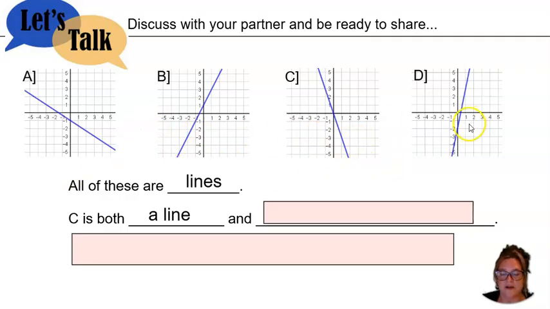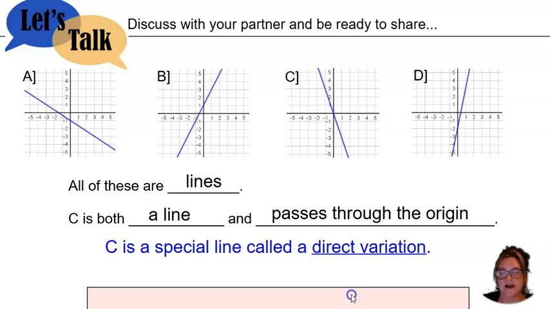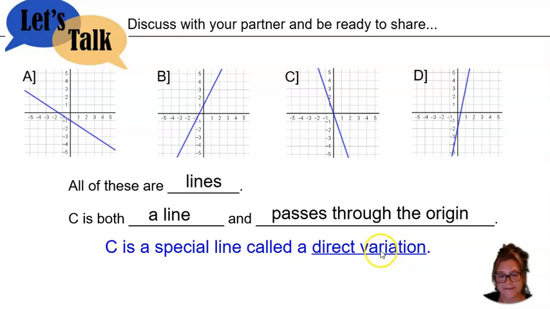So all of these are linear functions. They all graph a line, but C has something that's different from all the others. In graph C, the y-intercept is the origin. The graph passes through the point 0, 0. And when we have a line that passes through the origin, we call that a direct variation.